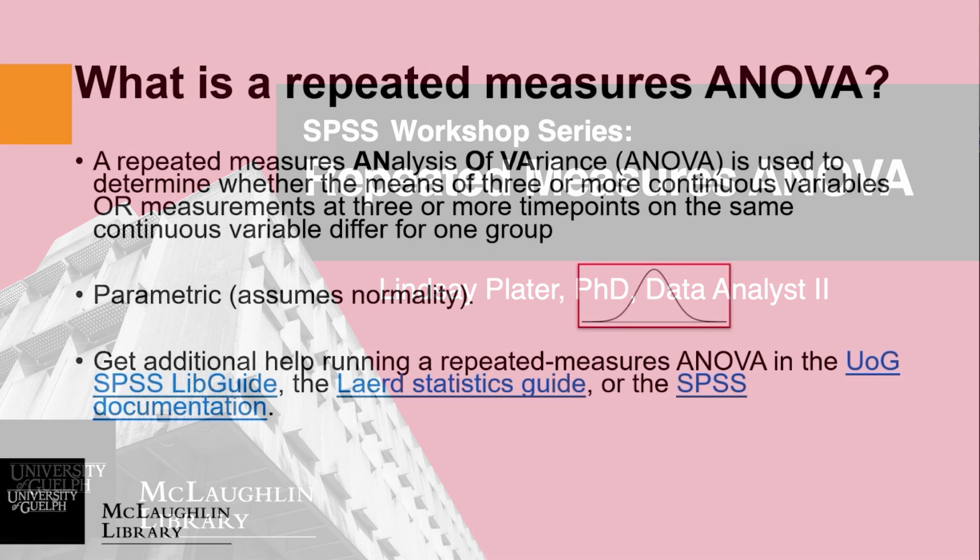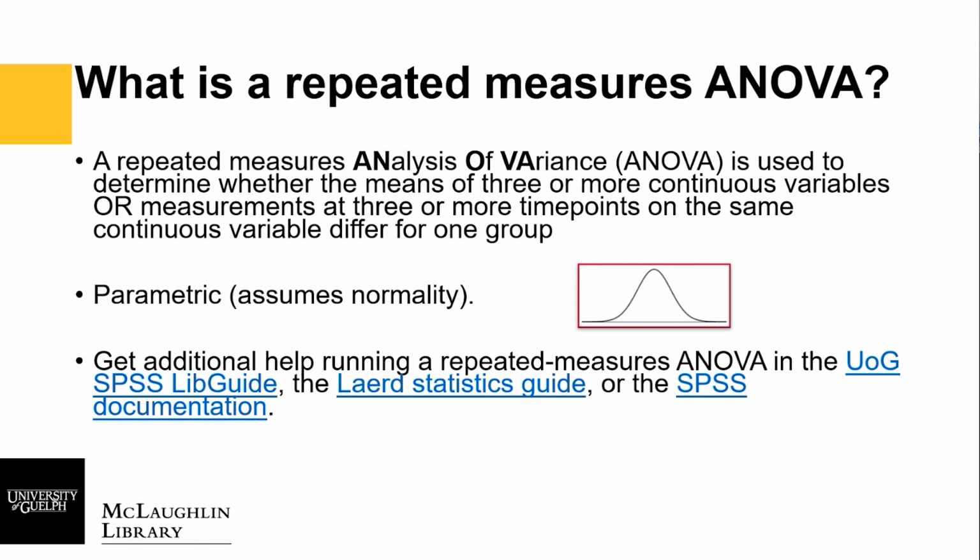So what is a repeated measures ANOVA? A repeated measures analysis of variance, also called ANOVA, is used to determine whether the means of 3 or more continuous variables or measurements at 3 or more time points on the same continuous variable differ for one group. So you're doing one group of participants and you might have 3 time points for them, or you might have 3 variables that are measured before or after different kinds of treatments, for example.